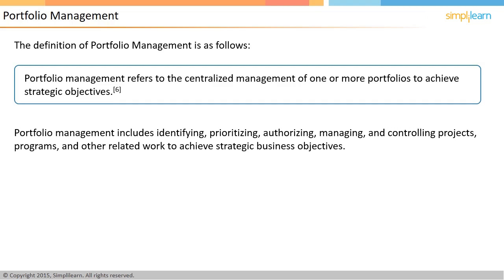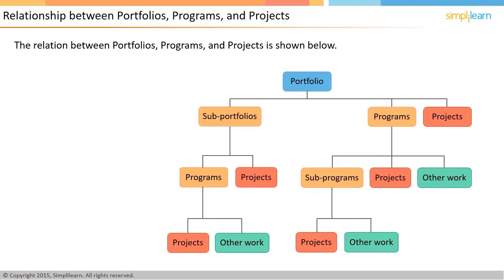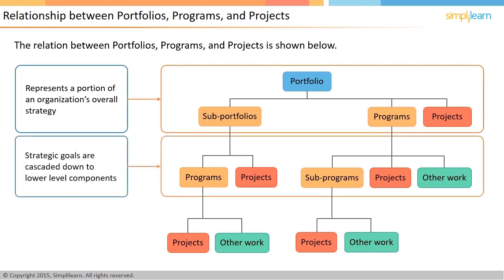In the next screen, let us understand the relationship between portfolios, programs, and projects. The image on the screen will help you to understand the terms portfolios, programs, and projects. A portfolio is part of an organization's overall strategy. It represents a conscious decision by an organization to invest in the portfolio. The overall objectives of a portfolio are then cascaded down to the lower-level components. The components could be sub-portfolios, programs, or projects. These components can further be broken down into smaller components for ease of management.